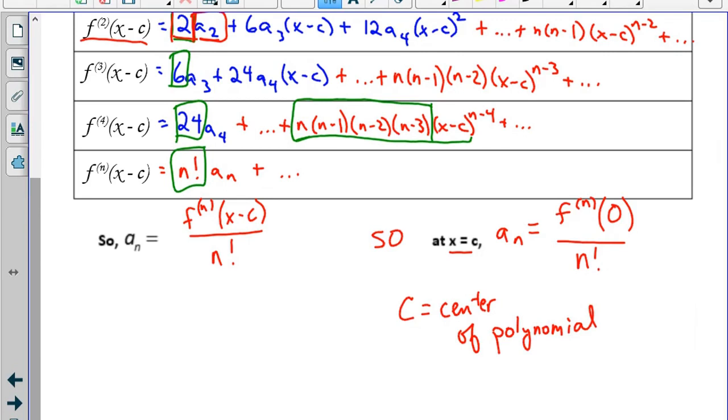So this is a general procedure for deriving a power series for a function that has derivatives of all orders. That means that you can continually take the derivative and it never runs out of derivatives to take.